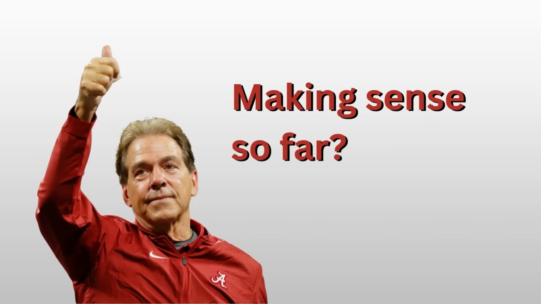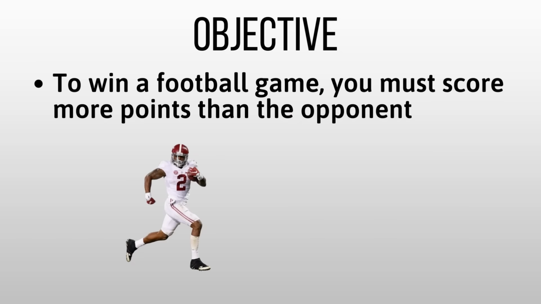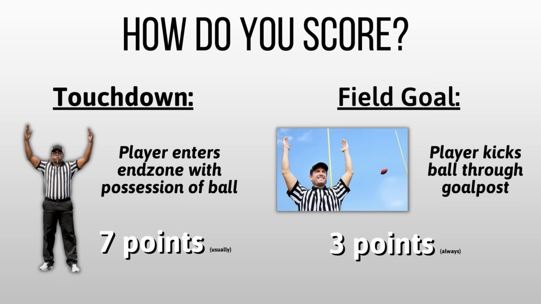Let's keep going. Now, to win a football game, you're going to have to score more points than your opponent. There are two primary ways to score in football. One, a touchdown, and two, a field goal. A touchdown is when a player enters the end zone with possession of the ball. Now this is almost always going to be 7 points, but could also be 6 or 8. Don't worry too much about that right now. A field goal, which is always 3 points, is when the kicker kicks the ball through the goalpost. The more touchdowns and field goals your team gets, the more likely you are to win.